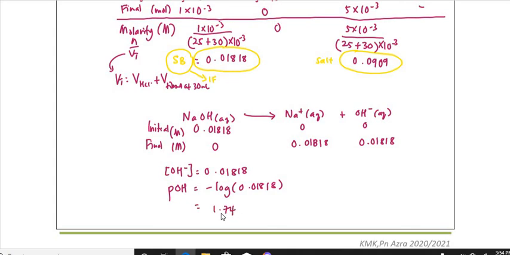1.74. The question asks you about pH. So pH equals 14 minus pOH. 14 minus 1.74, and you get 12.26. This is the pH after you added 30 ml titrant into the conical flask.